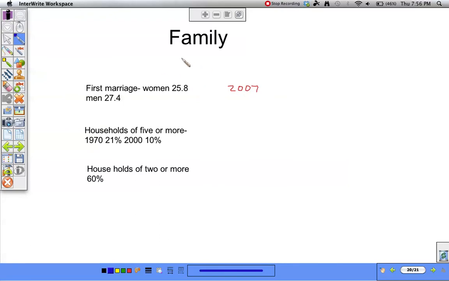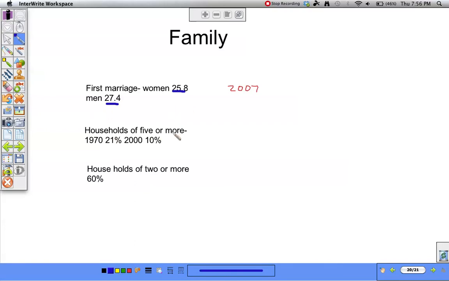Family sizes are also changing. In 2007, the average age of getting married the first time was 25.8 for women, 27.4 for men. That is almost exactly 6 years older than it was in the 1970s. In the 70s, people were getting married at 20, 21. Now people are waiting until 26, 27 to get married.